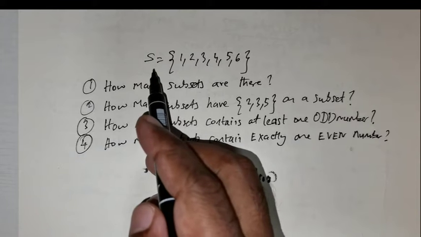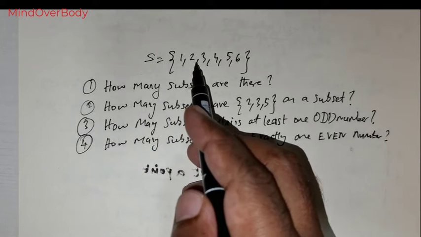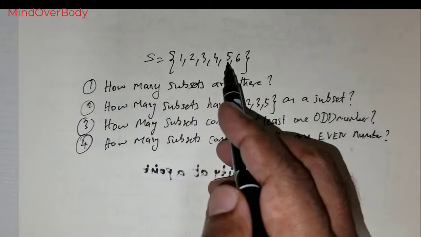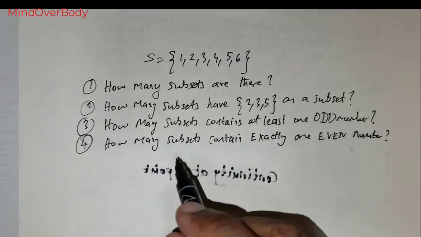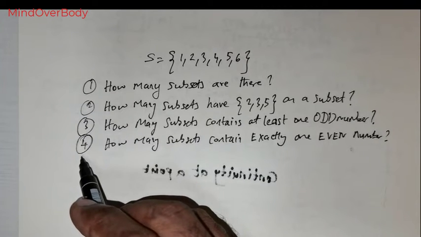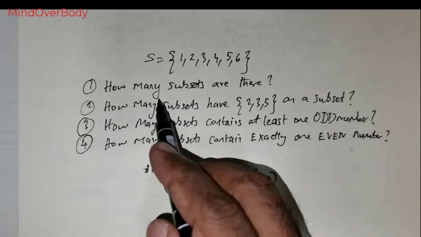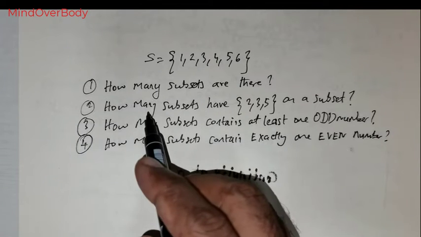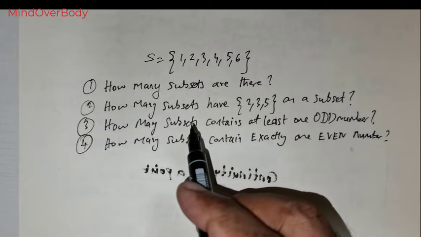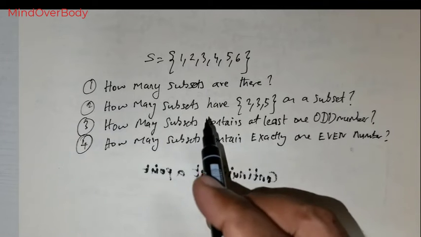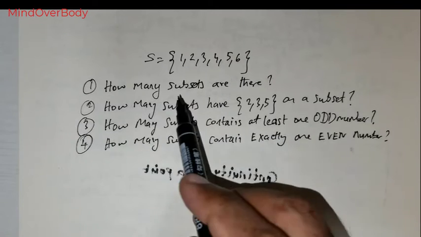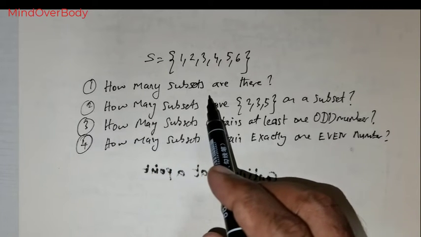We are given this question: S is equal to {1, 2, 3, 4, 5, 6}. It's a set. Now we got a list of 4 questions, and I'm sure that a few of the questions are easy to solve, but some of the questions require a deeper insight into the very notion of subsets. For example, first question: how many subsets are there?